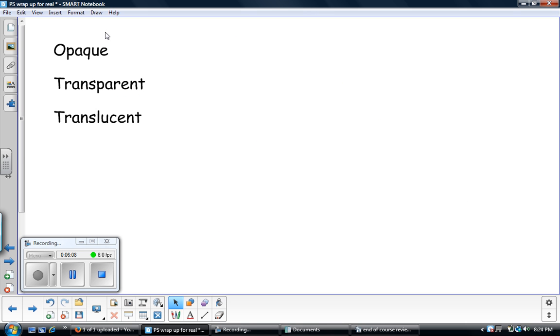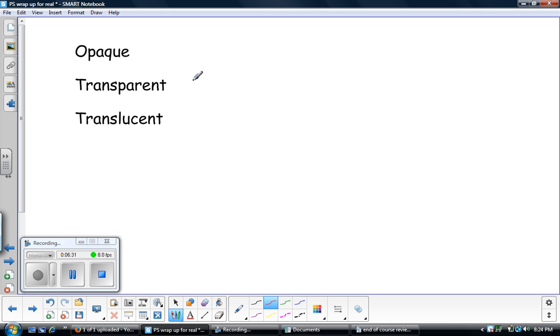Alright, three words you should know: opaque, transparent, and translucent. These words are talking about an object's ability to either absorb or transmit electromagnetic waves, specifically light. We're going to start here, number 1: if something is transparent, that means when light hits it, it just goes through it. A great example of that would be glass.